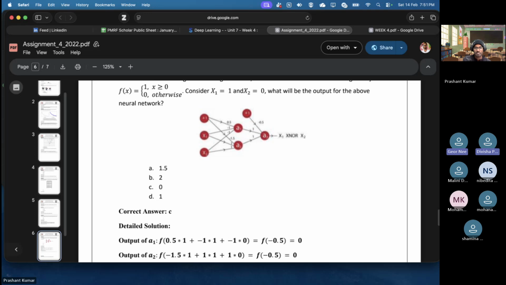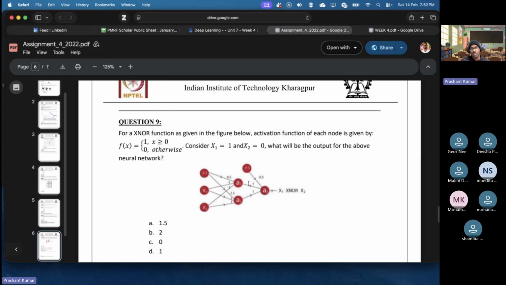Sir, can you please explain the previous problem? Yeah. So you are getting the output minus 0.5 here and minus 0.5 here, and that minus 0.5 is passing through this function f, and it is producing the value 0, because the output is negative. Whatever the input is negative, the output will become 0. This is like a step function. Only for positive will it carry forward. For all negatives it will become 0, and for positive it will become 1.